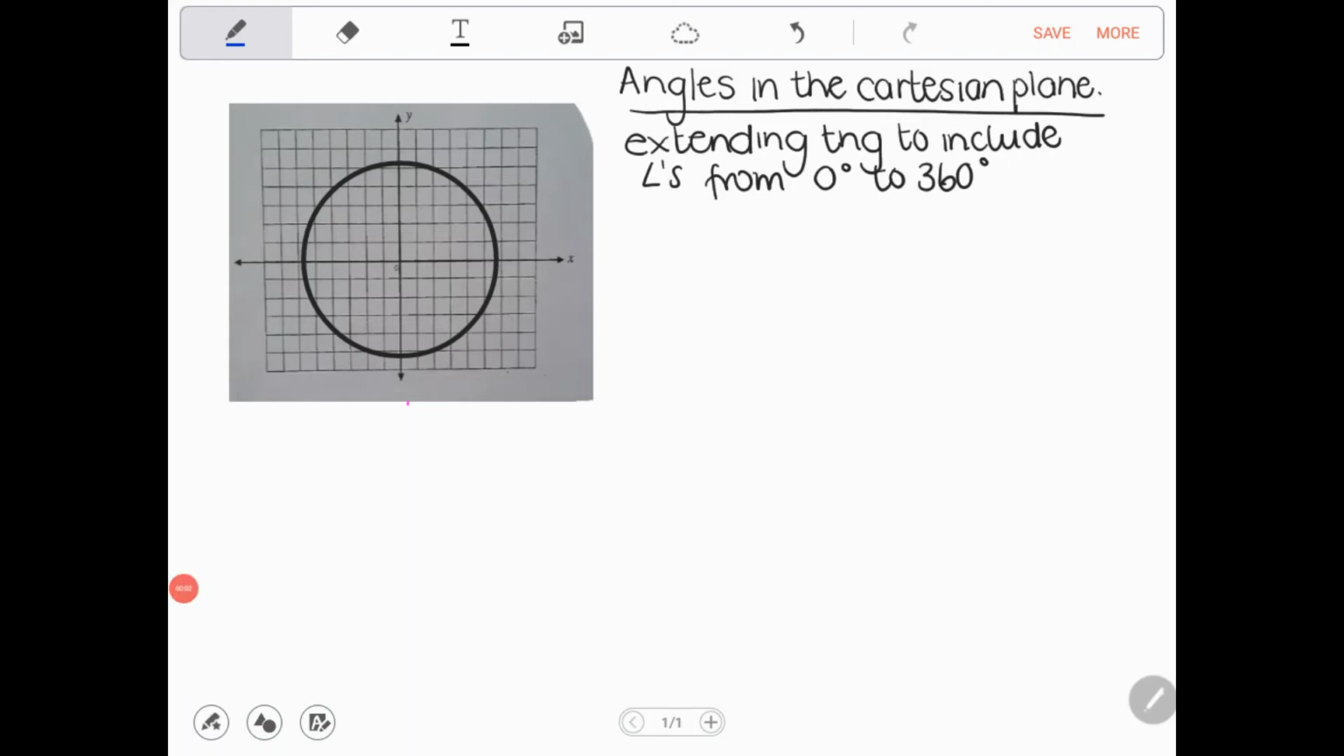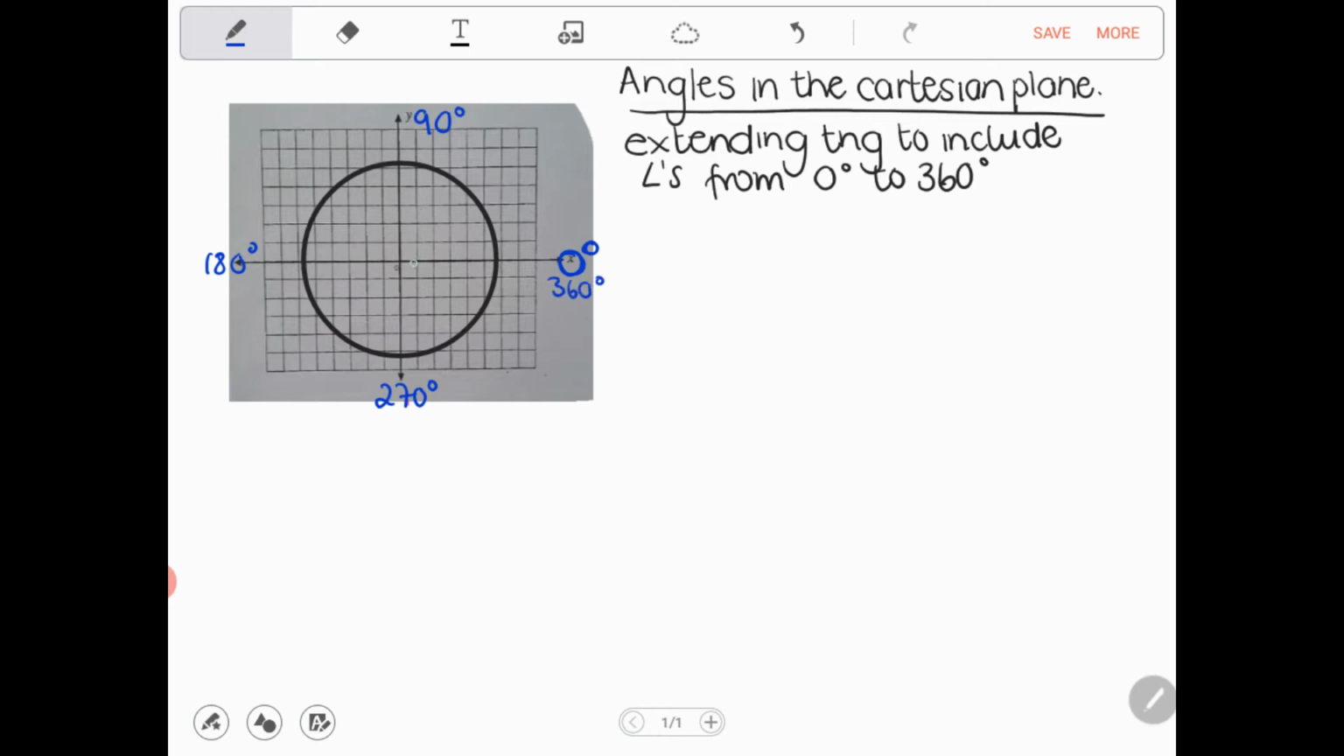Right, today we're going to look at extending our trig ratios to include angles not only in a right angle triangle, but angles from 0 to 360 degrees. So we're going to work on a Cartesian plane. All trig angles start here on the x-axis. This is 0 degrees. And then this would be 90, 180, 270, and then finally a full revolution would be 360.